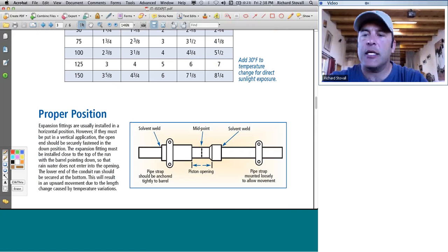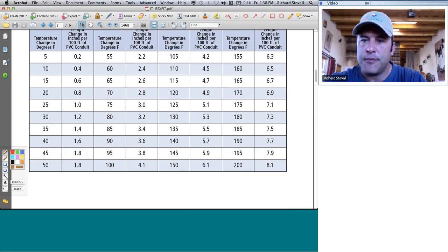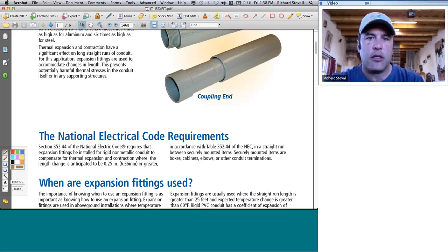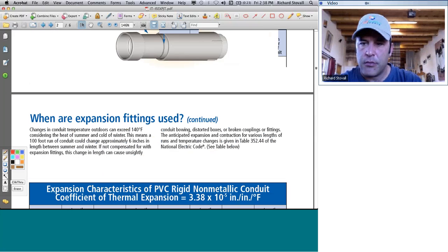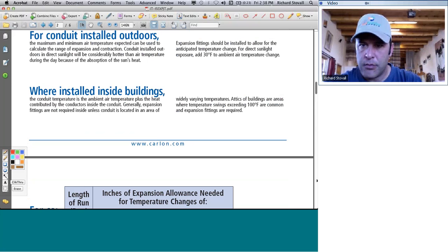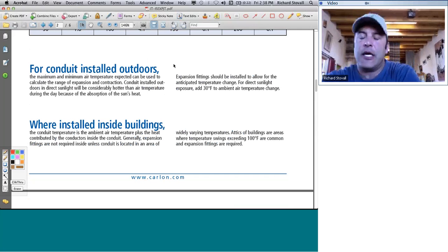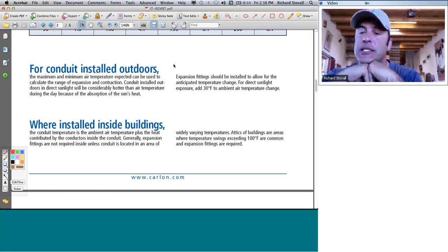Let me see if I can find that. Okay. Expansion, contraction. Oh, okay. For conduit installed outdoors. Now, I would hope that if you got a question on installation of expansion fittings, they would provide this variable for you. But the note from the manufacturer is if you're installing this outdoors in full sunlight and that conduit's exposed to sunlight, then you need to add 30 degrees Fahrenheit to the ambient air temperature, okay?